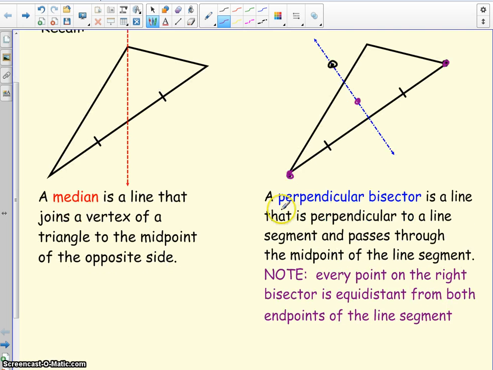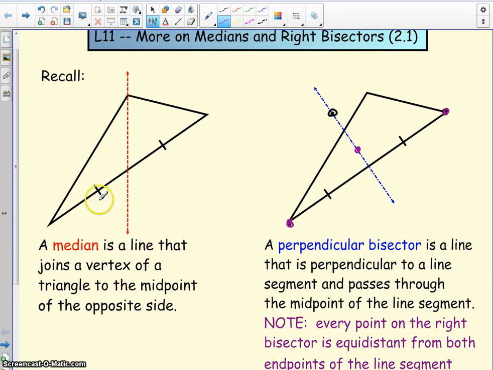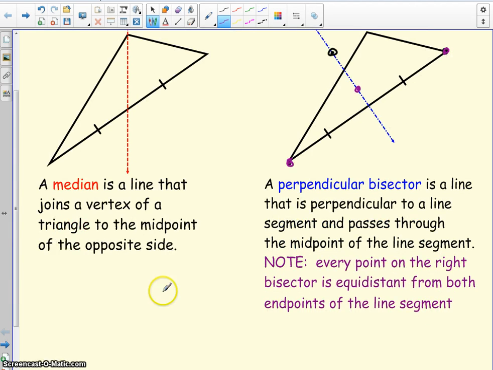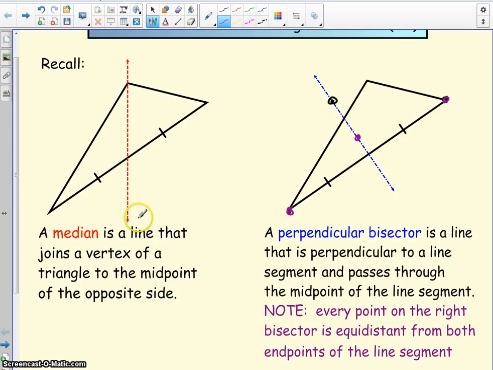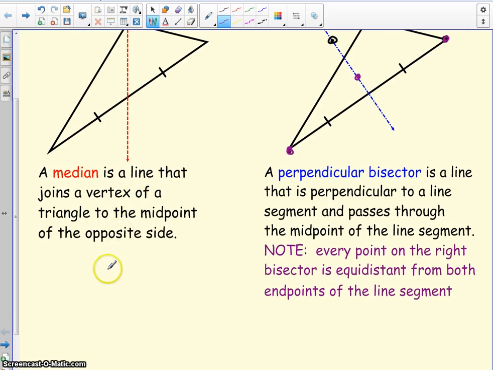Okay, so with that in mind, you'll notice that a triangle has three corners, three vertexes. You can actually have three different medians inside this triangle. You can have a median from this corner, or from this corner right here, and similarly you can do the same thing over here. Since the triangle has three sides, you can have three right bisectors, one that's perpendicular to each of these three sides. Okay, so what we're going to look at today is what happens when you try and find all those medians and right bisectors and see what happens when they actually intersect with each other.